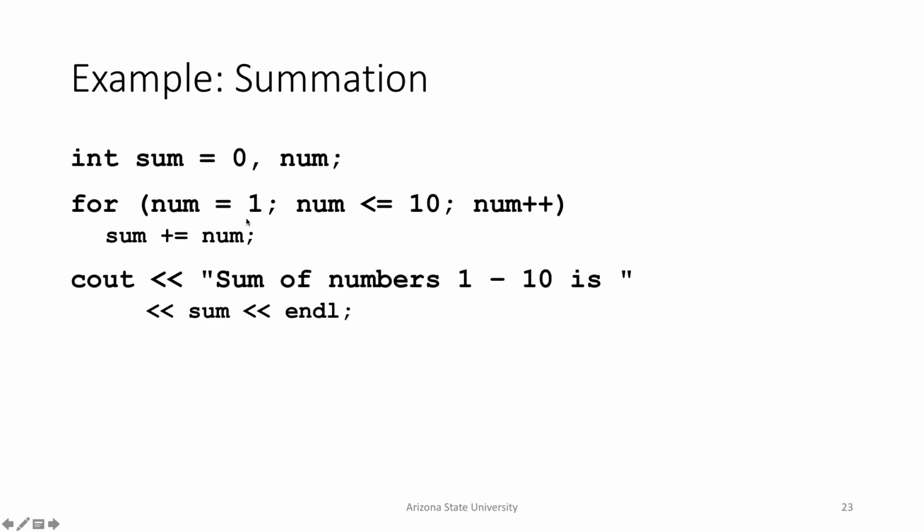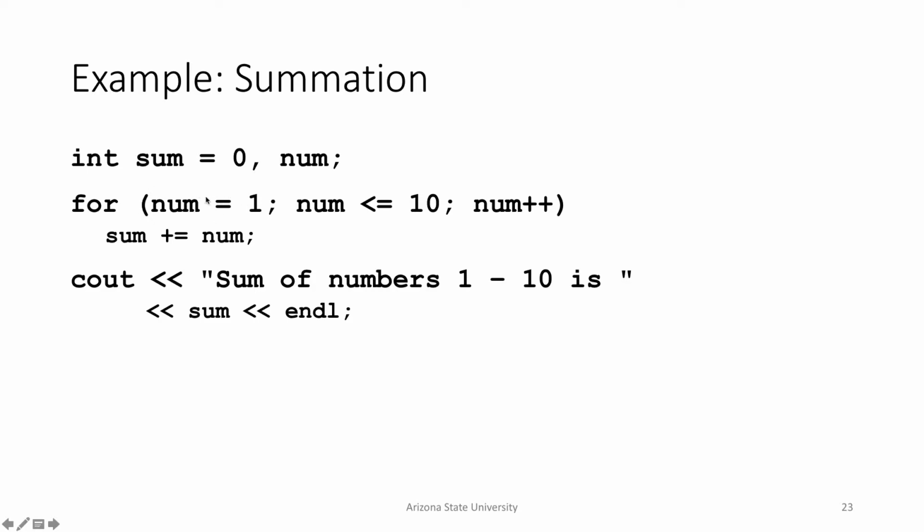So here, it sets num equal to 1, and then as long as num is less than or equal to 10, we add 1 to num. So how many times is this loop going to execute? How many times through? What do you think, just by looking at it? 10, right.